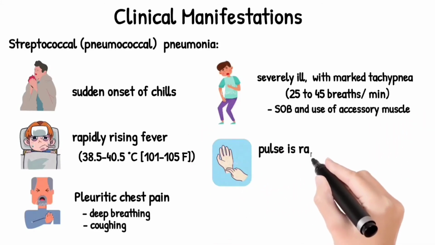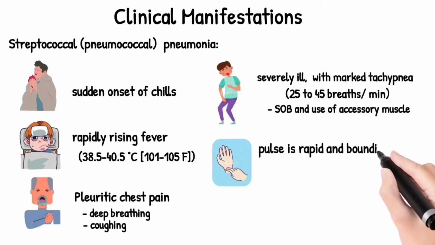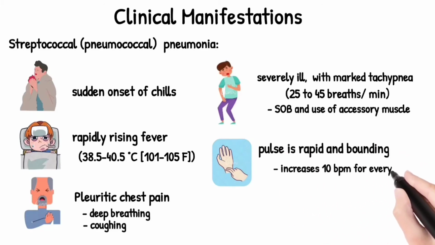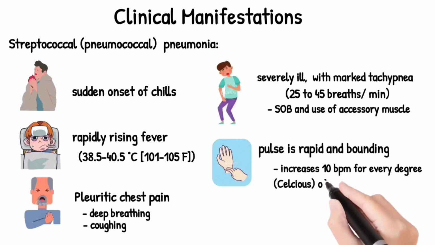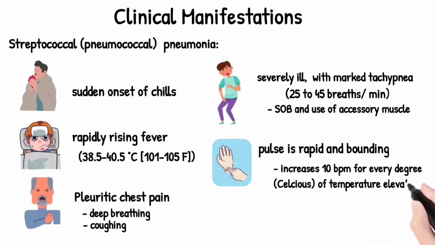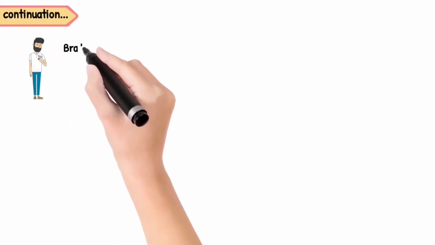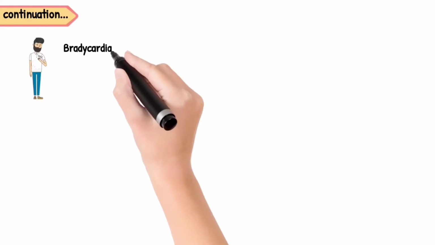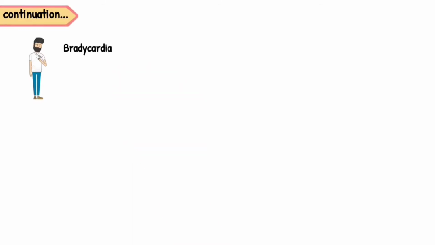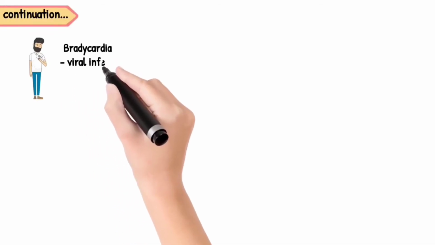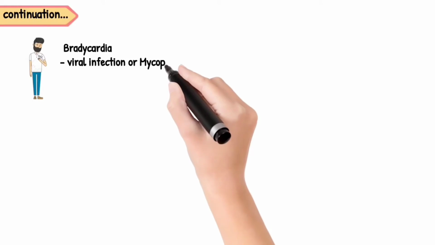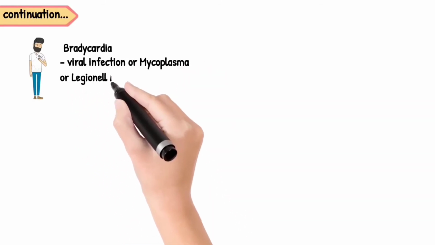The pulse is rapid and bounding, and it usually increases about 10 beats per minute for every degree Celsius of temperature elevation. Another one is a relative bradycardia, a pulse-temperature deficit in which the pulse is slower than that expected for a given temperature, which may suggest a viral infection, mycoplasma infection, or infection with the Legionella organism.